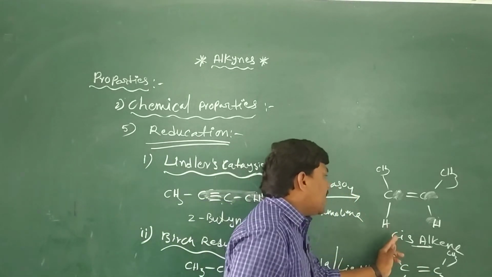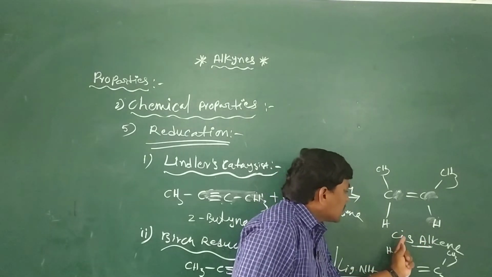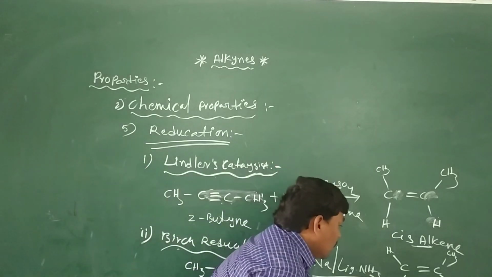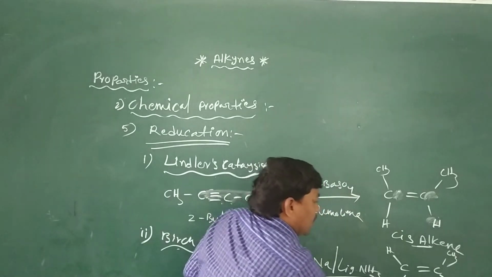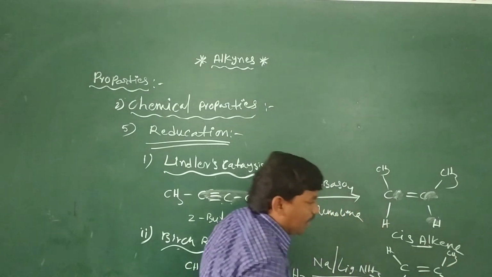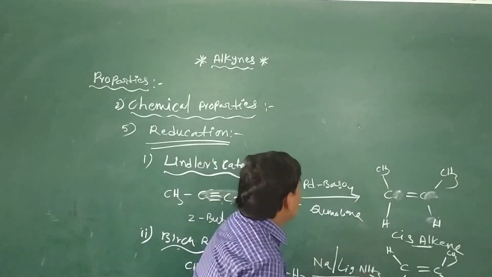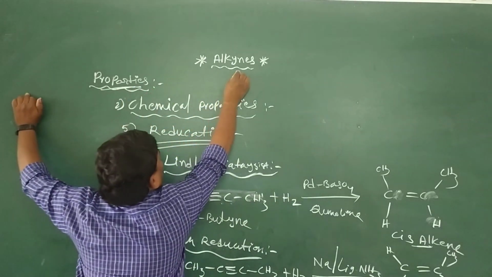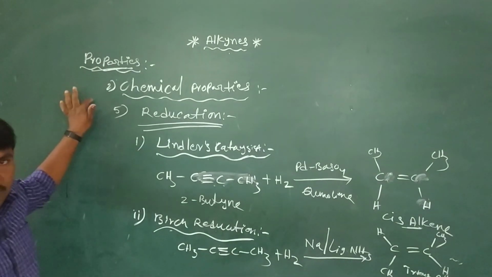Cis alkenes means the same groups on the same side. And the other reduction forms trans alkenes. Trans alkenes means the same groups on different sides of the alkene. So this is the complete properties of alkynes: first physical properties, and second chemical properties.